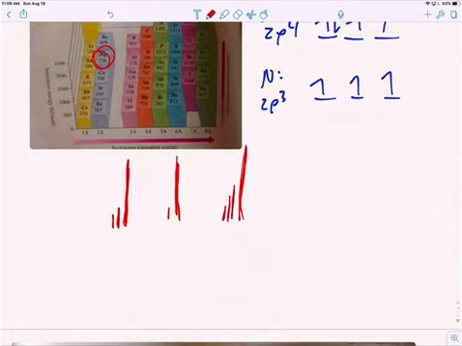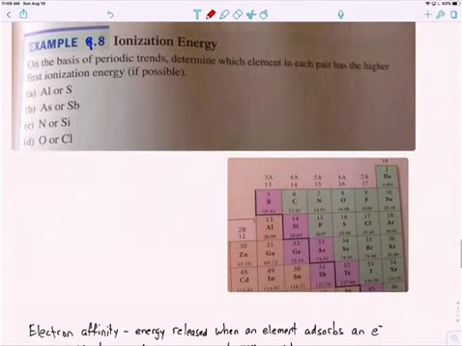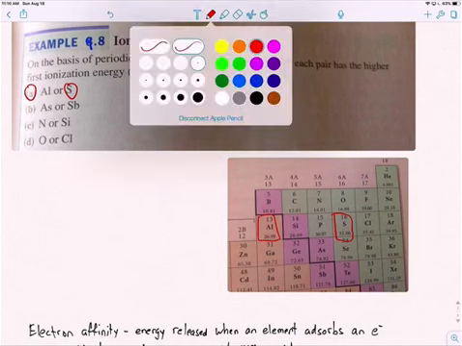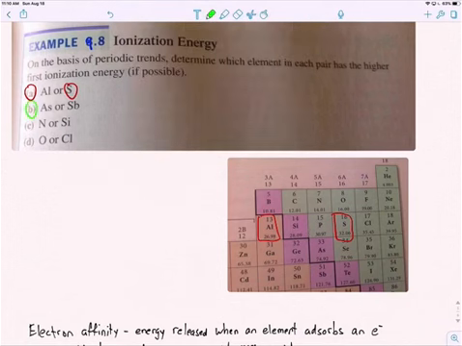But let's go back to the first ionization energy. On the basis of periodic trends, determine which pair has a higher first ionization energy. We have aluminum and sulfur. Which one has the higher? Sulfur is higher because it's to the right. Arsenic and antimony: here's arsenic, here's antimony. Arsenic has the higher one because it's higher up.